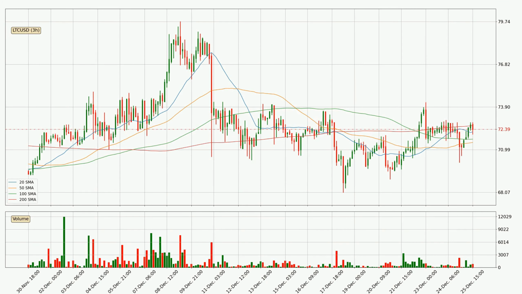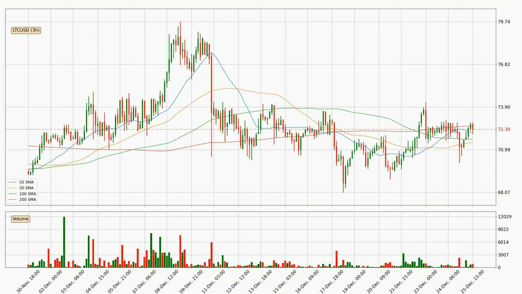Jumping to the 3-hourly simple moving averages, at the moment, the price is between the 20 and the 200 SMA. If the price bounces off the 20 SMA, which is currently at 72.2, it could be seen as a support, and the 200 SMA that is at 72.6 could be perceived as a resistance to the upside.